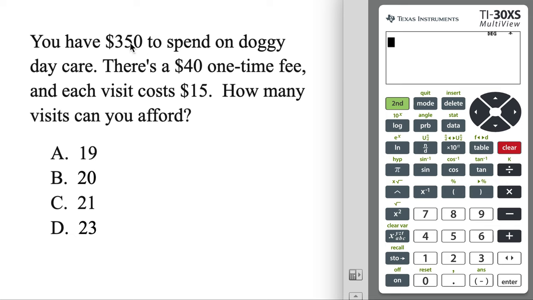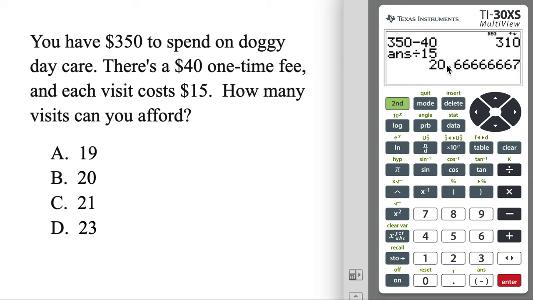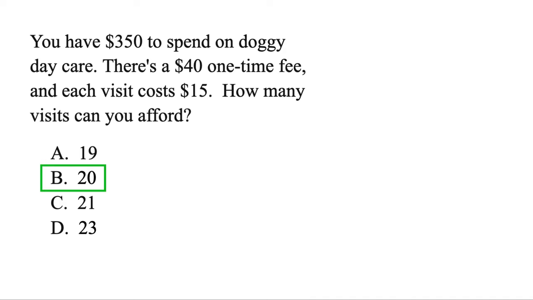The first one you may have no problem with, but you have $350 to spend on doggy daycare. There's a $40 one-time fee, and visits are $15. How many visits can you afford? Well, you could always start with the total and then just subtract out any one-time fee. Then you want to find out how many visits go into that amount, so divide by 15, and we get that. The question is, should we round it up to 21 or just keep it at 20? But notice, we can't actually afford 21 visits here. So therefore, with money, you'll round it down, you'll keep it at 20.